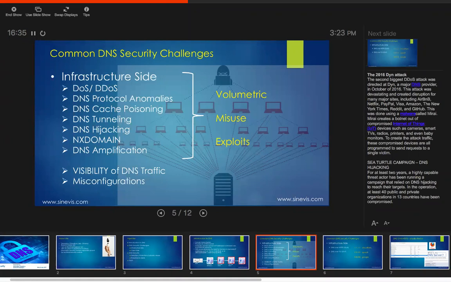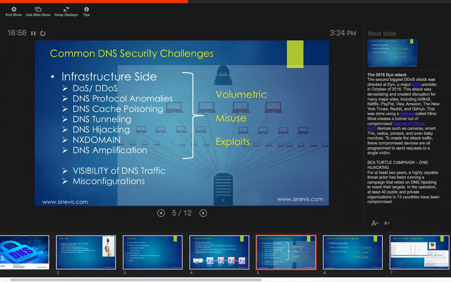For hijacking also, we have seen this happening. Basically, users' PCs, the endpoints, are being compromised, and their DNS resolution is being hijacked, which is leading to MITM attacks as well.